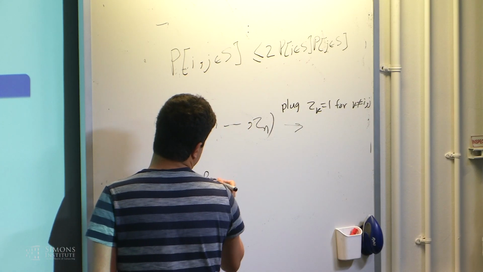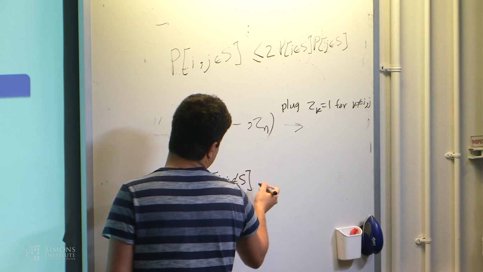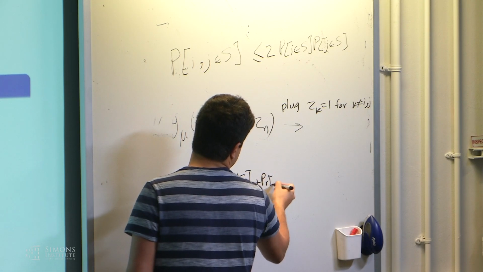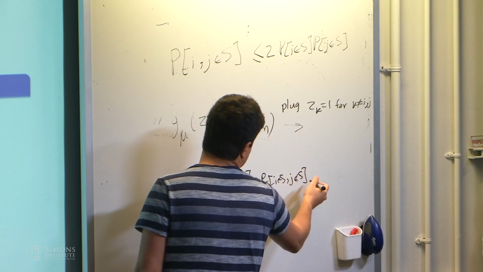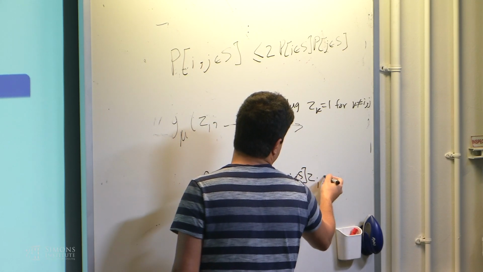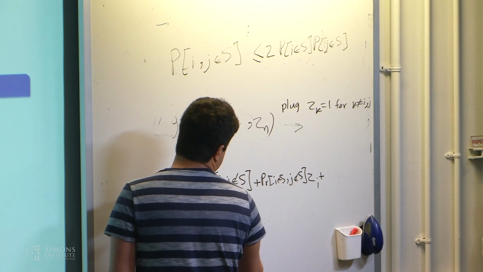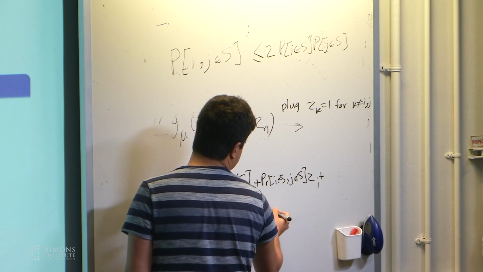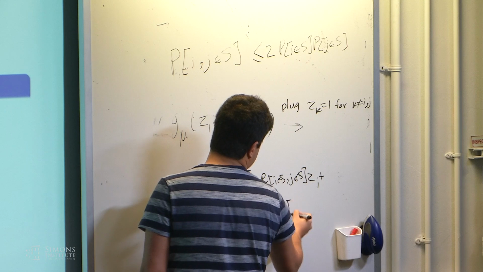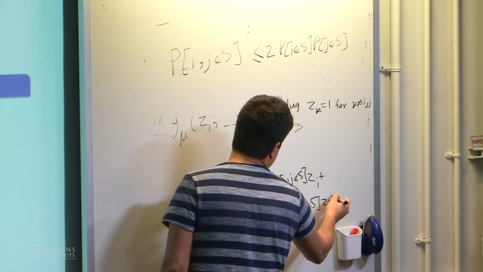The result that you're going to get is going to be of this form: probability that i and j are not in S, plus probability that i is in S, j is not in S, times zi, plus probability that i is not in S and j is in S, times zj, plus probability that both of them are in S, times zi times zj.